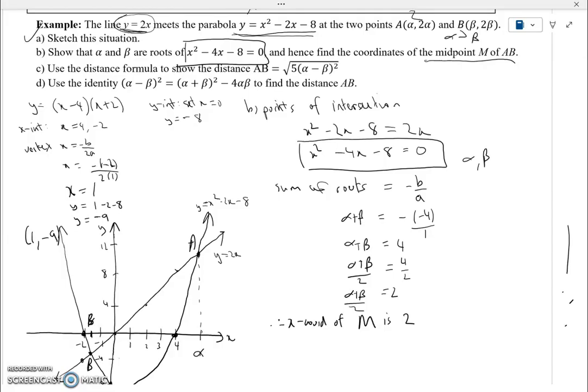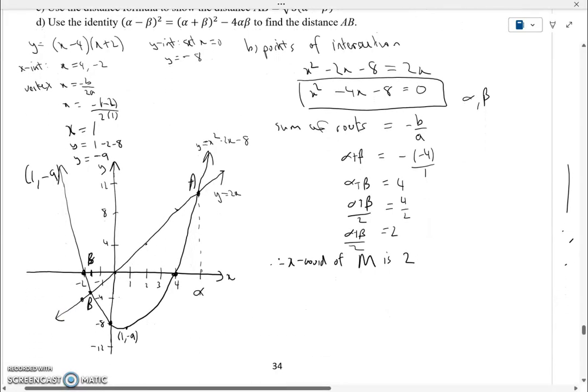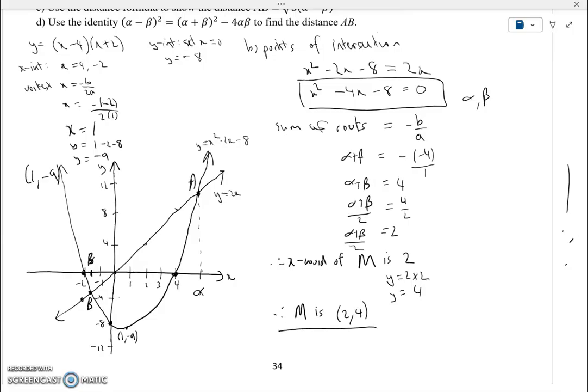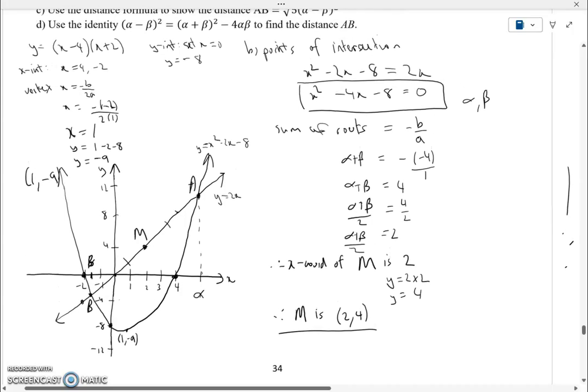If I want to work out the y-coordinate, convince yourself that the midpoint has to lie on y equals 2x. The line connecting A and B is y equals 2x, so the midpoint has to lie on y equals 2x. So the y-coordinate would just be 2 times 2, which is 4. So the midpoint is (2, 4). And if you look, it looks reasonable. There's your midpoint. Okay, so that's part B done.